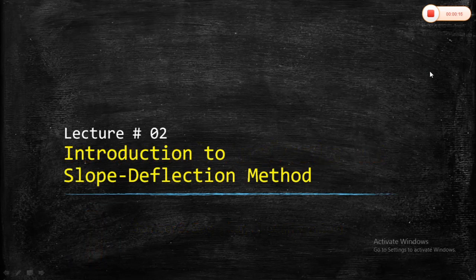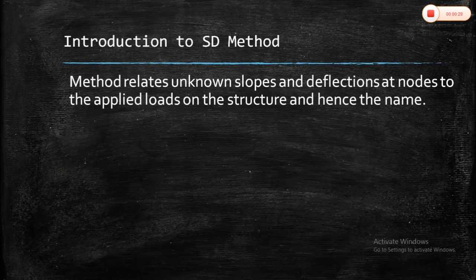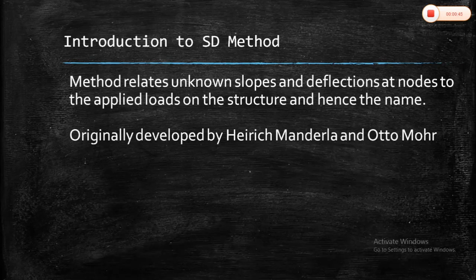And in this lecture, we are going to see the introduction to the slope deflection method, popularly known as the SD method. This method relates unknown slopes and deflections at nodes to the applied loads acting on the structure, and hence the name is given as SD method, that is slope deflection method.